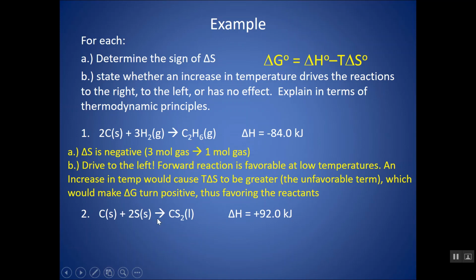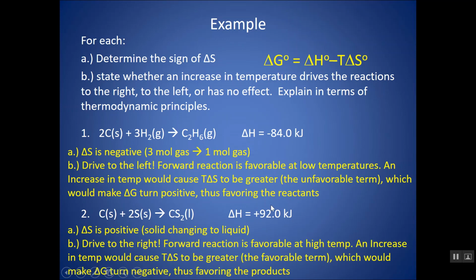Here's number 2. Here we've got delta H is positive. It's endothermic. And I notice I have 3 solids turning into a liquid. So I would assume that entropy is increasing, solid changing to a liquid. So delta H is positive, delta S is positive. Well, we said that this is going to become more spontaneous at higher temperatures. So drive to the right in this situation. The forward reaction is favorable at higher temperatures.